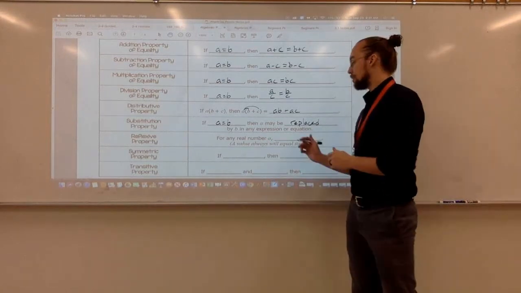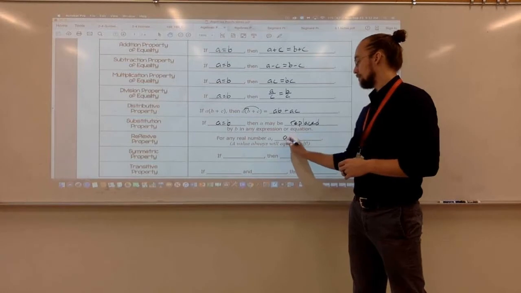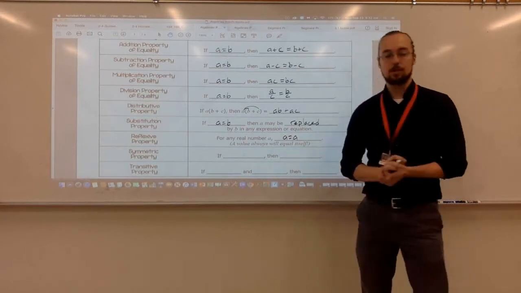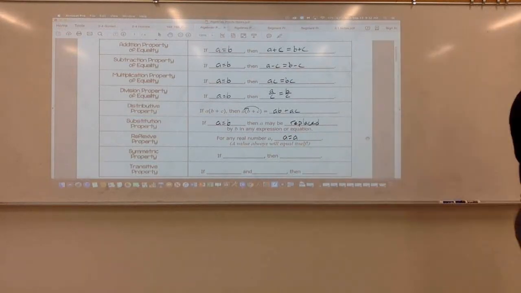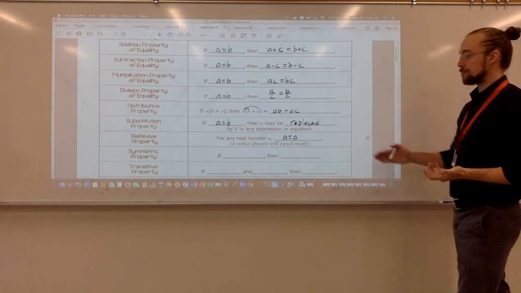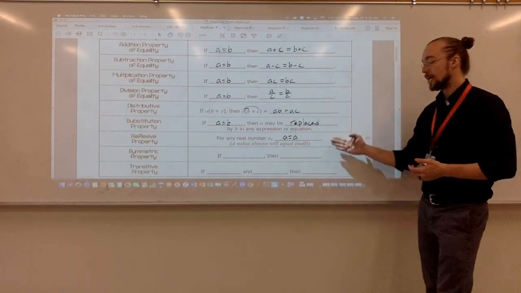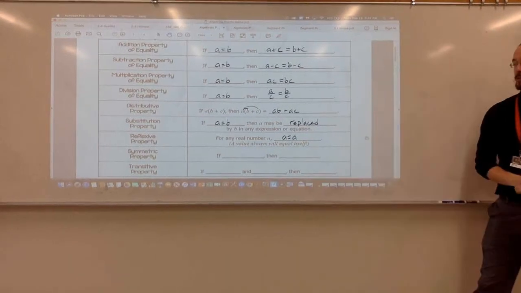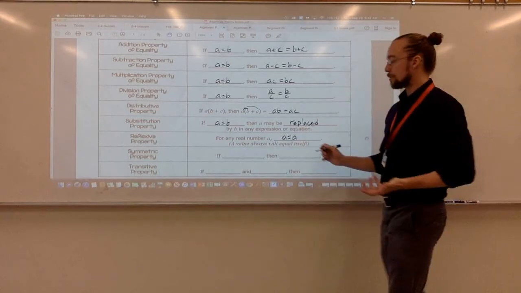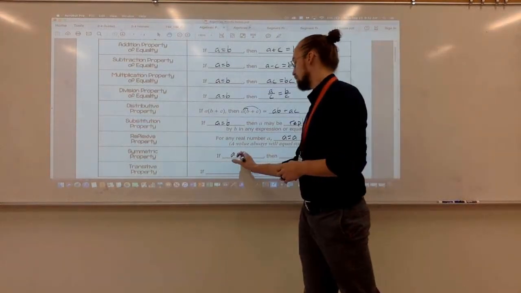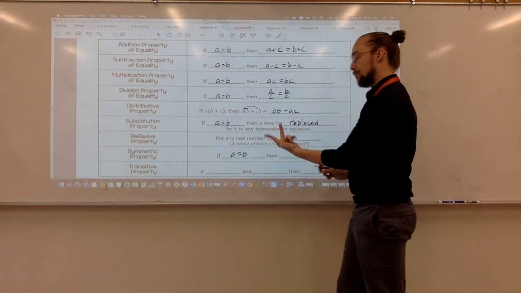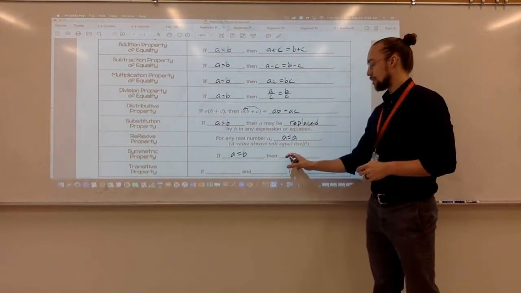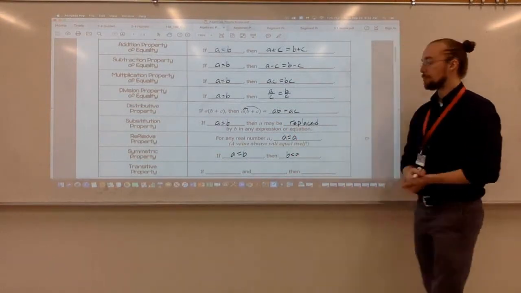The reflexive property just says if I have some number, A, well, that's equal to itself. Right, 2 equals 2. It seems almost pointless to even write that down, but that will actually end up being useful later on. The symmetric property just says if I have some equation, I can flip things across an equal sign. If A equals B, then B equals A.